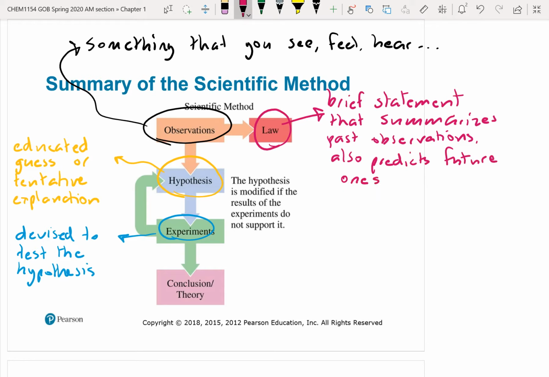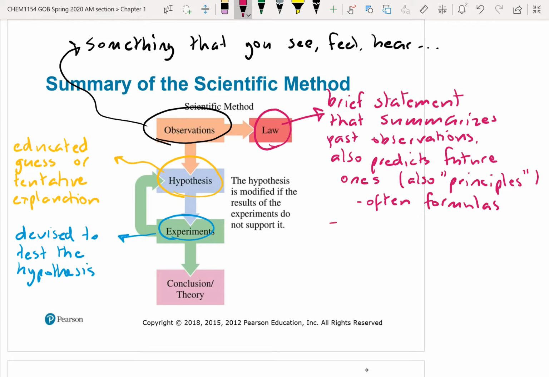Laws are sometimes called principles. And again, these are scientific principles, not the principles that you live by in terms of your beliefs. Oftentimes, these can be mathematical formulas that we use. We'll see some of these down the road. For instance, when we get to the gases, there's all sorts of laws that we use that end up being just math that we do in chemistry.